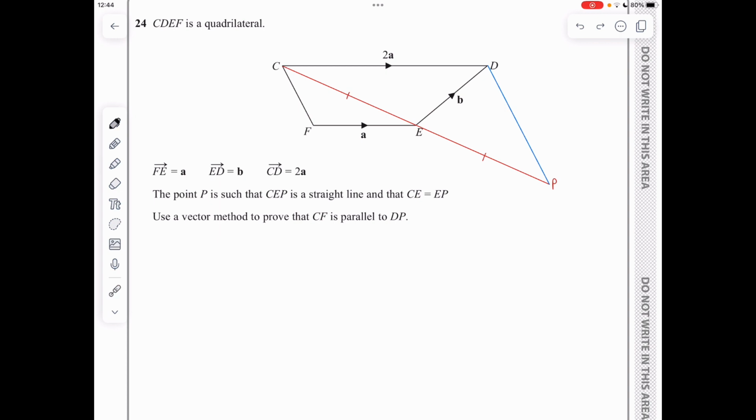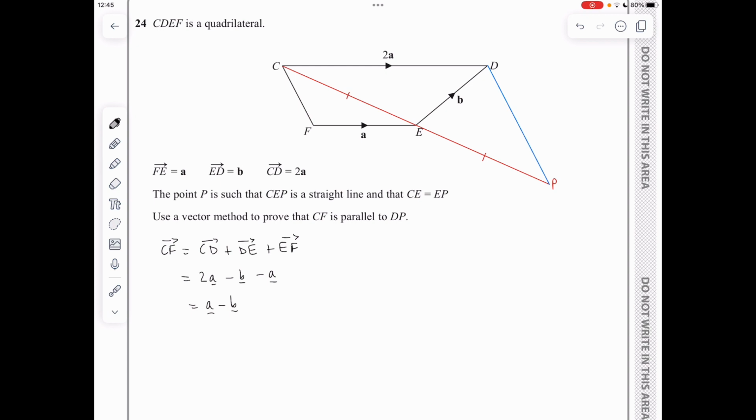So let's see. To go from C to F, I can go from C to D, then from D to E, and then from E to F. So it's going to be CD plus DE plus EF, and this will be 2A minus B. Well, the negative sign is indicating that I'm moving in the opposite direction, and then it's going to be minus A. So this simplifies to A minus B.